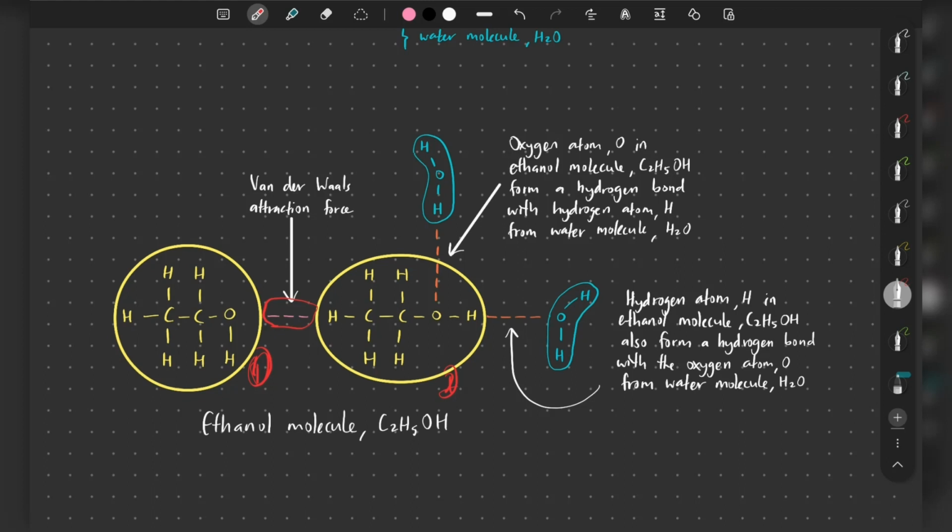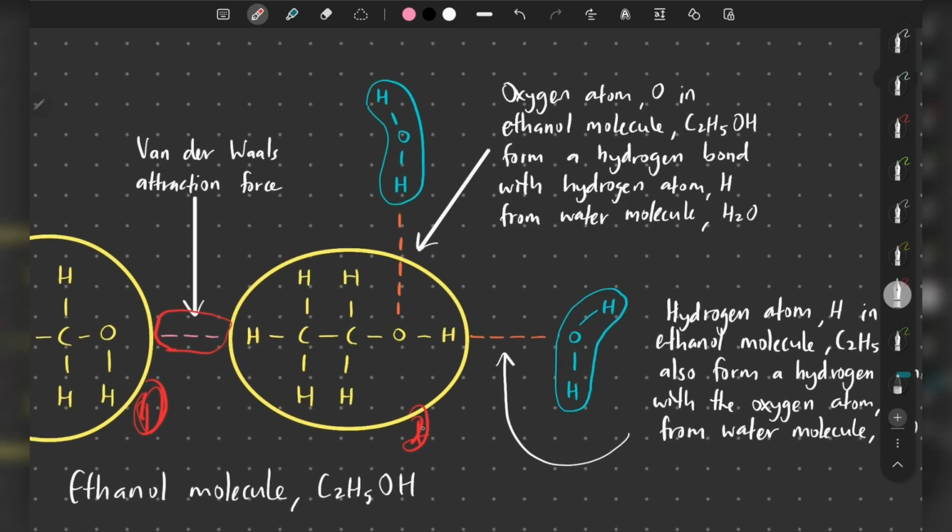So when ethanol is in the water, we want to test its solubility. How do we test it? We can know that it forms hydrogen bonds with the water. We have our molecule of ethanol here. This is the oxygen atom, O, in the ethanol molecule, and it will form a hydrogen bond with the hydrogen atom in the water molecule. That is how the hydrogen bond forms here.